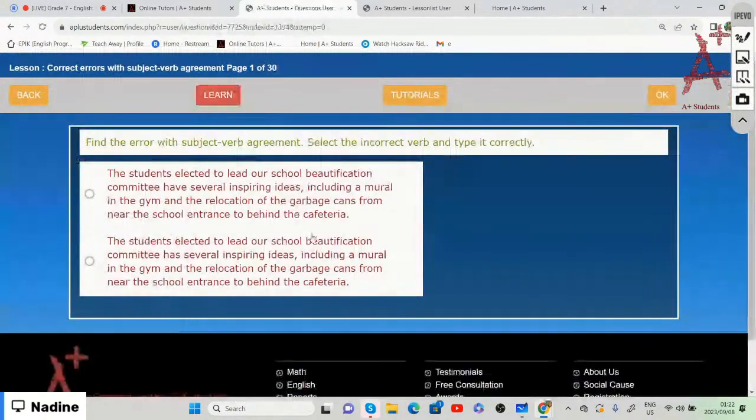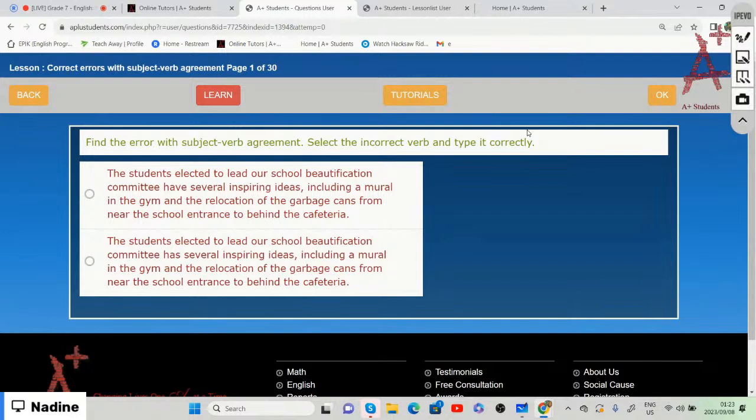So now we're going on to our test. All right, so we need to find the errors with subject verb agreement, right? So we are going to select the incorrect verb and then we're going to type it correctly. So the students elected to lead our school beautification committee have several inspiring ideas, including a mural in the gym and the relocation of the garbage cans from near the school entrance to behind the cafeteria.